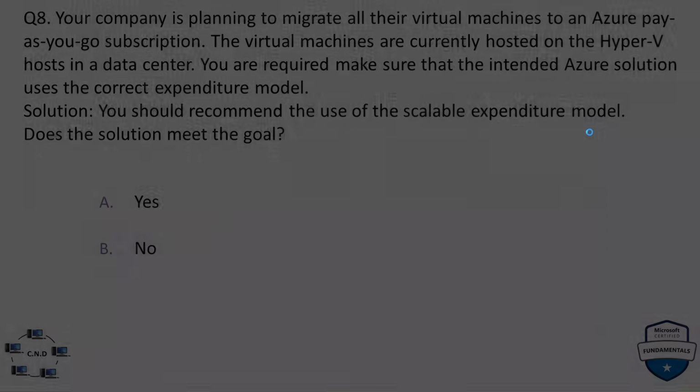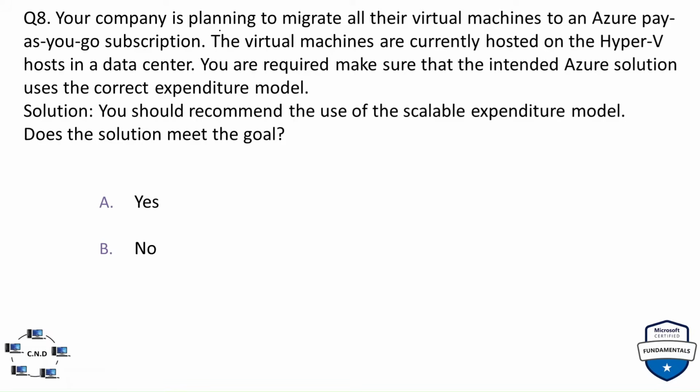Microsoft Azure. Question number 8 is again that your company is planning to migrate all their virtual machines to an Azure pay-as-you-go subscription. The virtual machines are currently hosted on the Hyper-V host in a data center. You are required to make sure that the intended Azure solution uses the correct expenditure model. Again, you should recommend the use of the scalable expenditure model. Does this solution meet the goal? The options are yes or no. The correct option is again no.